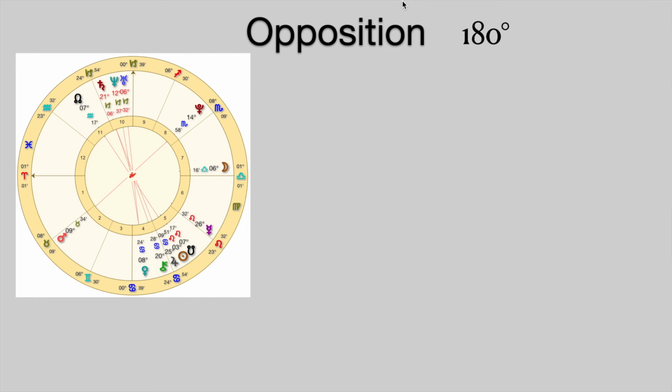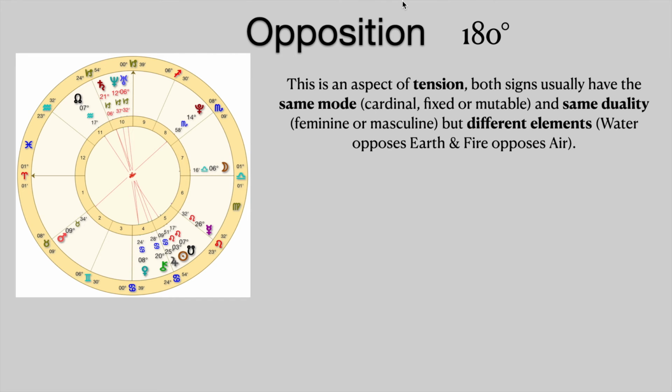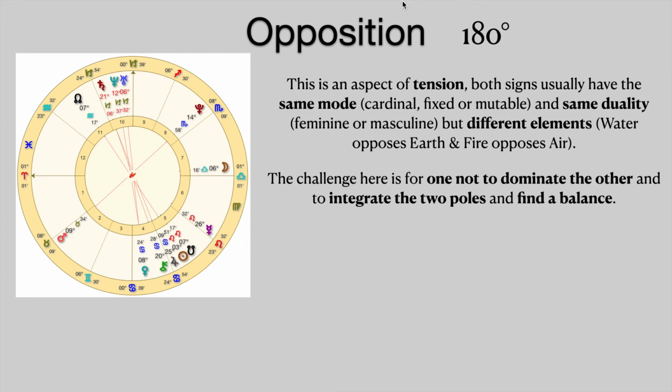We have the opposition at 180 degrees, so right across from each other. This is an aspect of tension. Both signs usually have the same mode, cardinal, fixed, or mutable, and same duality, feminine or masculine, but different elements. Water opposes earth and fire opposes air. The challenge here is for one not to dominate the other and to integrate the two poles and find a balance.